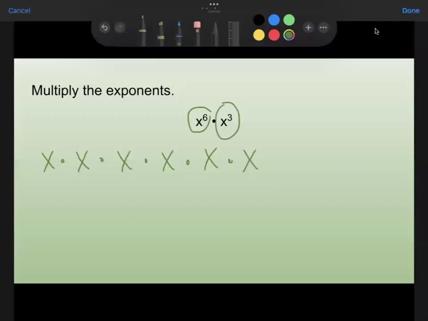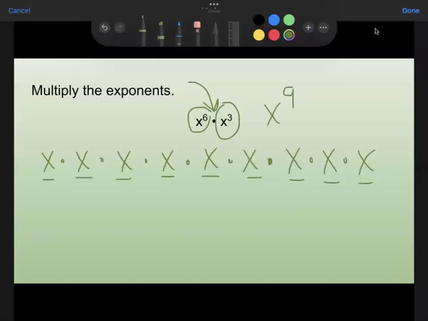Same with x to the third. That can also be rewritten or expanded to a multiplication expression, which would be x times x times x. Now there is a times in between them, so I can put that right here. So what I have really here is a much longer multiplication expression, which can also be written as an exponent. So I know the base is x, 1, 2, 3, 4, 5, 6, 7, 8, 9 x's is how much I have. So x to the 6th times x to the 3rd is the same as x to the 9th.